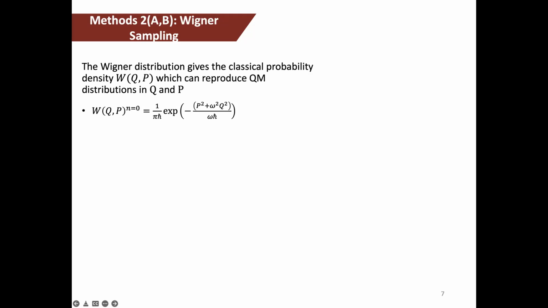Wigner sampling is not classical, so it is a quantum mechanical distribution. And here is the probability for the Wigner distribution for the ground vibrational state. And this is an analytical expression.